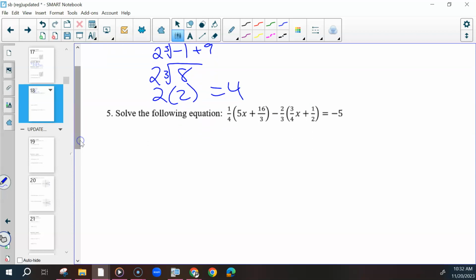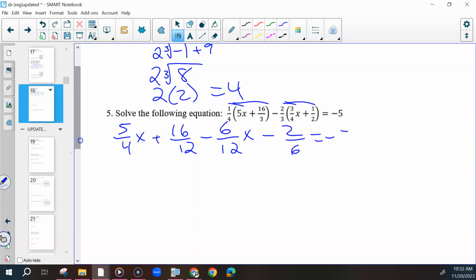And then number 5, we needed to distribute. If you distributed and simplified, that's fine. I'm going to multiply as is. So we have 5 fourths x plus 16 twelfths minus 6 twelfths x minus 2 sixths equals negative 5. If you didn't do this part, it's okay. If you don't write the next part, that's fine. So simplifying, we have 5 fourths x plus 4 thirds minus 1/2 x minus 1/3.